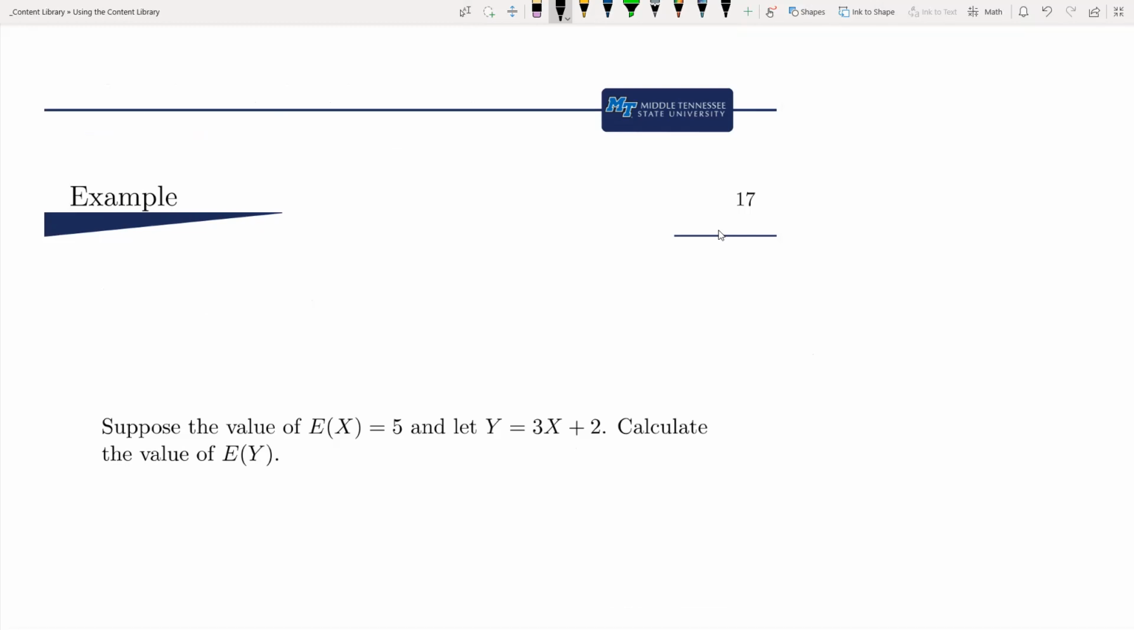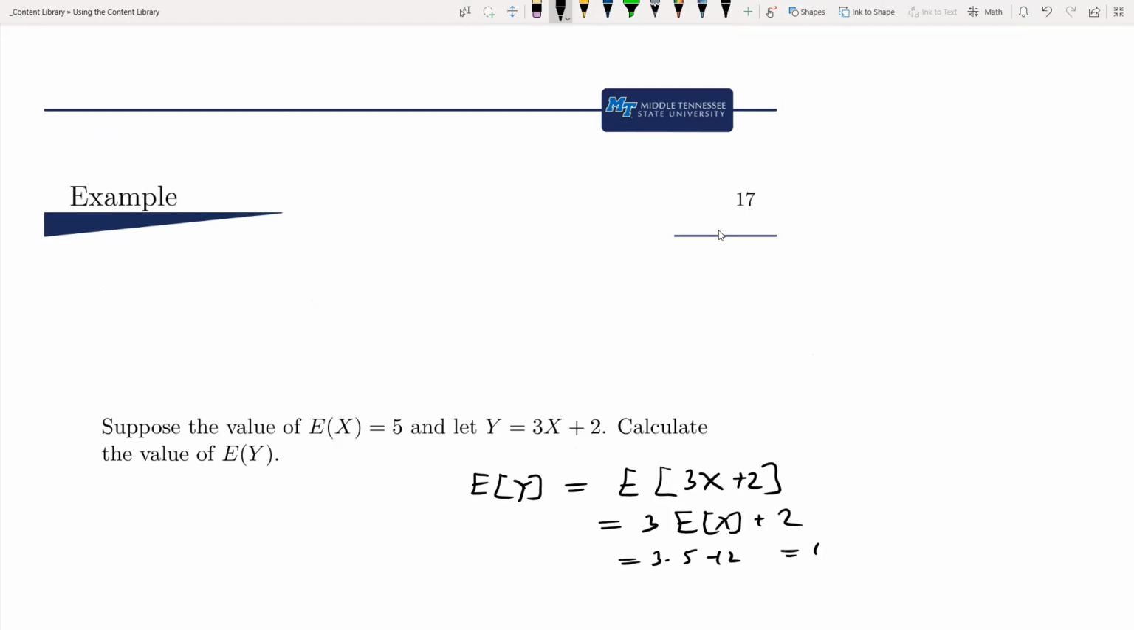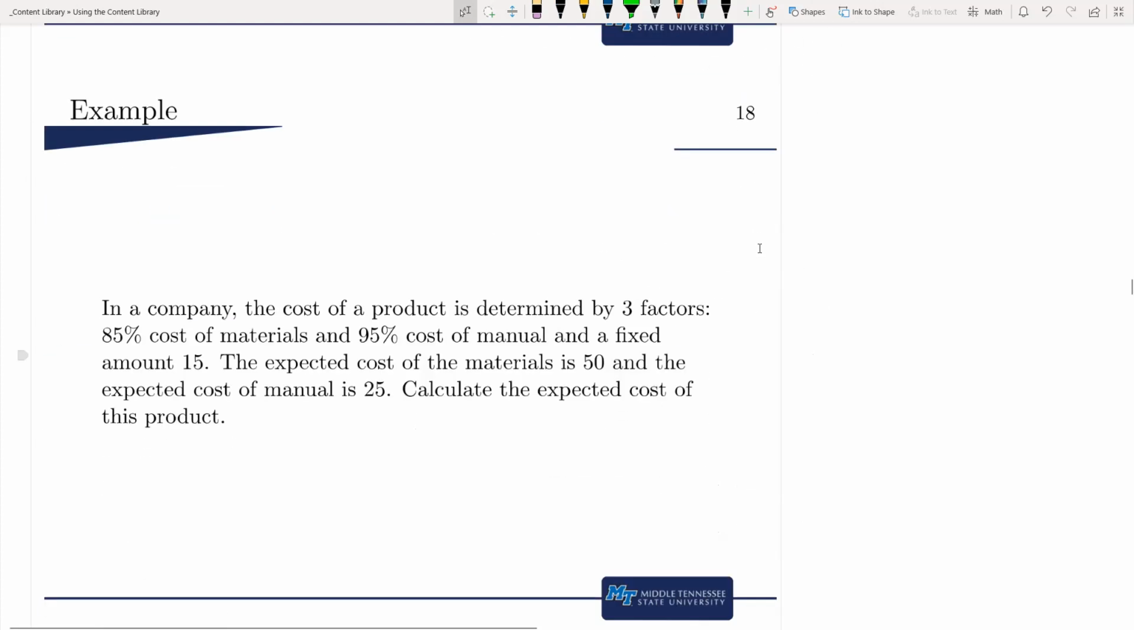So here you can see we are using those properties to get the expected value. The expected value of x is 5. So if I write the expected value of y, which is the expected value of 3x plus 2, that's going to end up as 3 times the expected value of x plus 2, which is 3 times 5 plus 2, which is going to be 17. So I will leave this for you to try, and once you do it, please contact me and we can check whether your answer is correct.